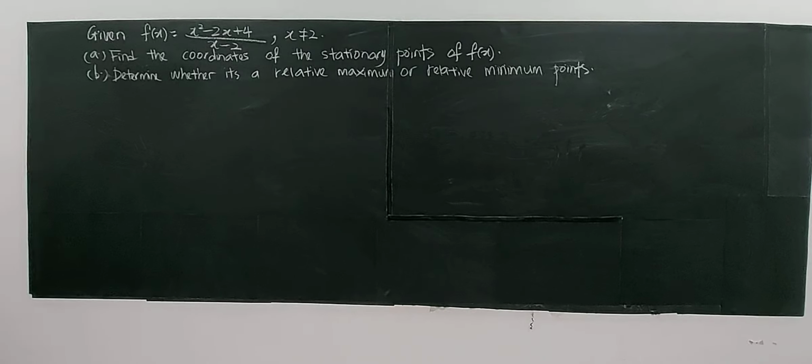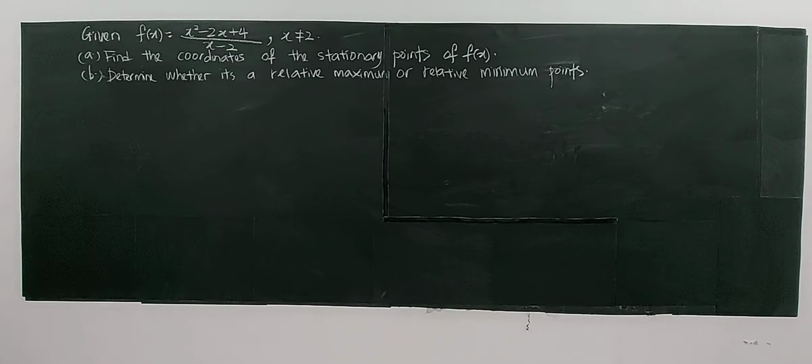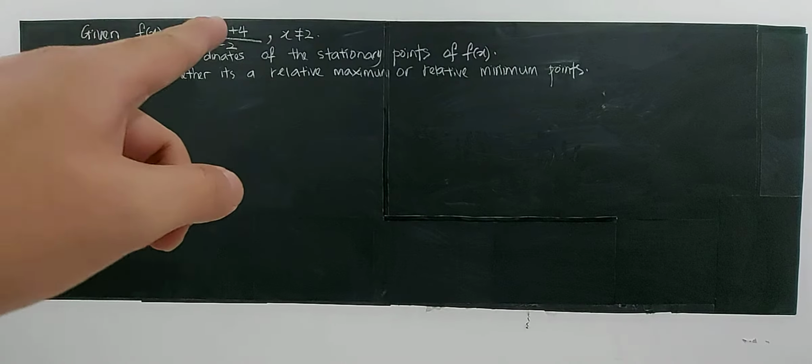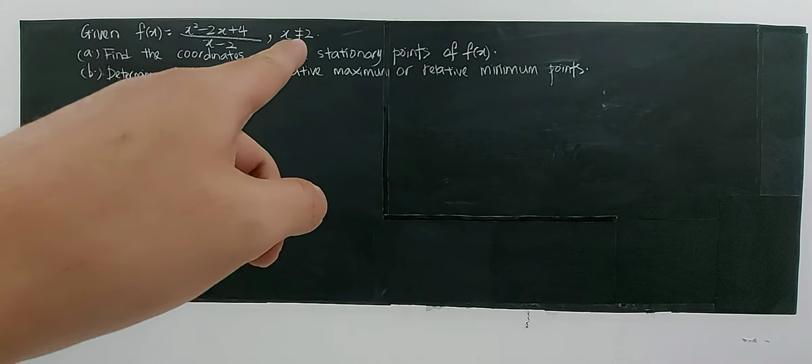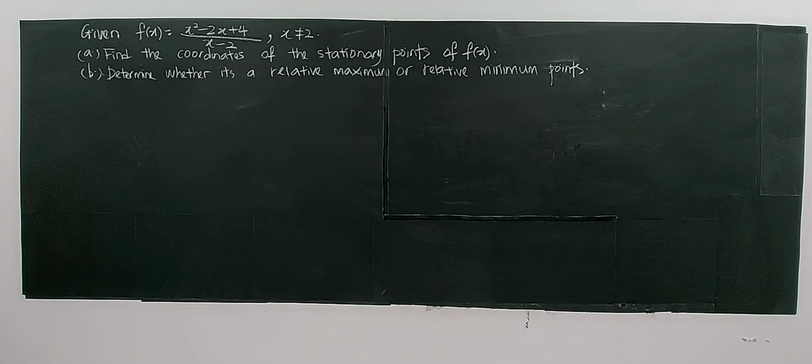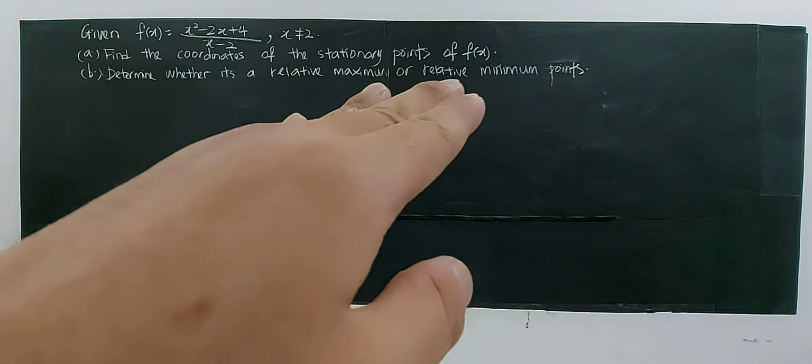Alright, okay, this will be another example for stationary point or relative extremum point. Given that this is a function, x cannot accept 2, any value but x cannot be 2. So find the coordinates of the stationary point. The question is just asking you to find the coordinates of the stationary point.